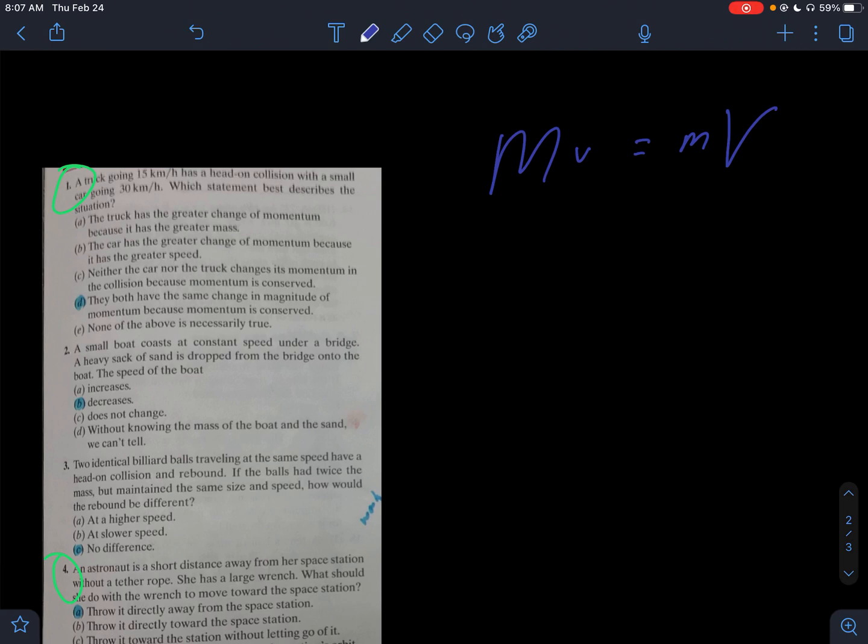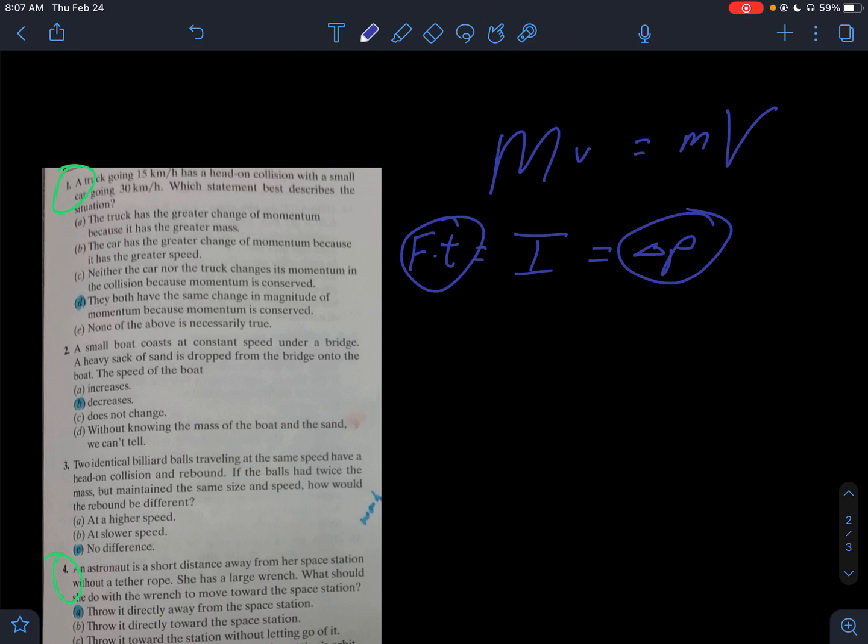So one object cannot have a greater change in momentum because impulse is equal to change in momentum. So it's the same force. According to Newton's third law, the force of the car on the truck is the same as the truck on the car, and they have the same contact time. So same force times time, same change in momentum. Choice B, the car has a greater change in momentum because of its greater speed. We just kind of showed that cannot be possible.